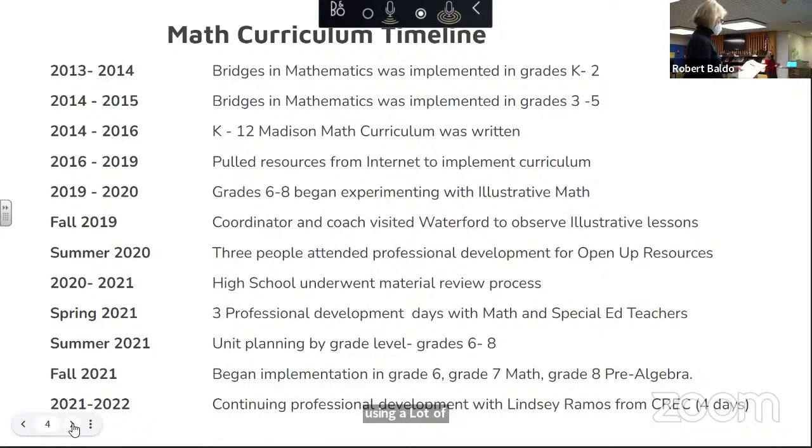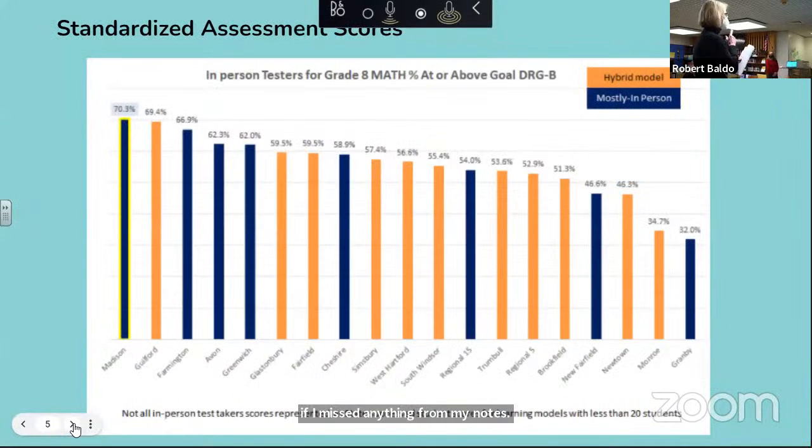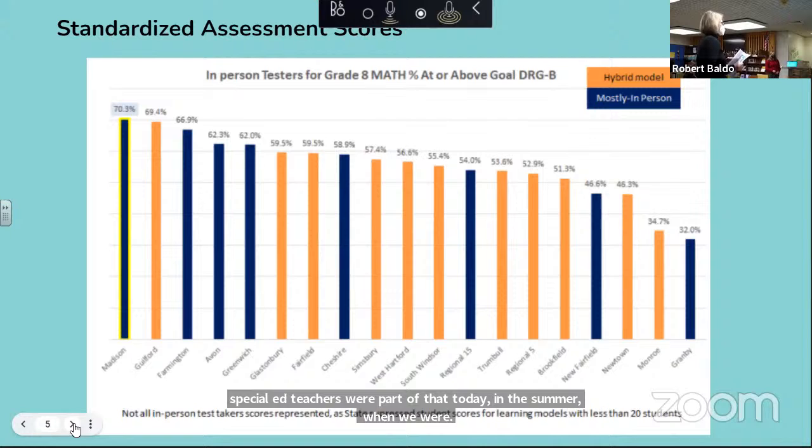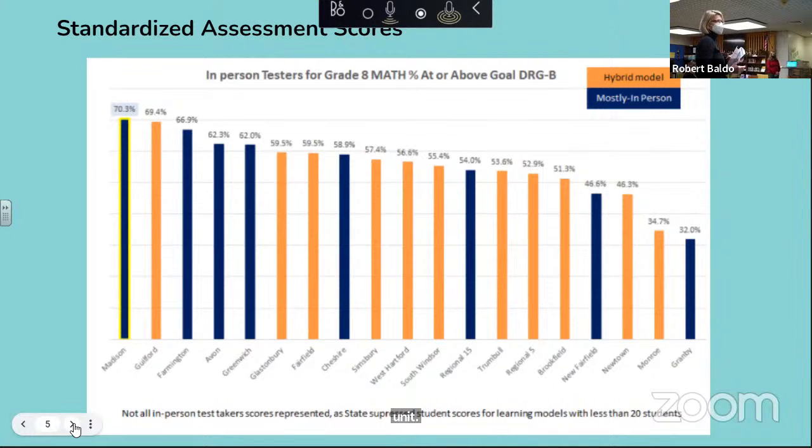Have I missed anything? Let me look at my notes. No, I think I'm on it. And actually, one thing I wanted to point out is that our special ed teachers were part of that PD in the summer when we worked on units, and the first time we had Lindsay Ramos, just trying to make sure that they are moving along with us.